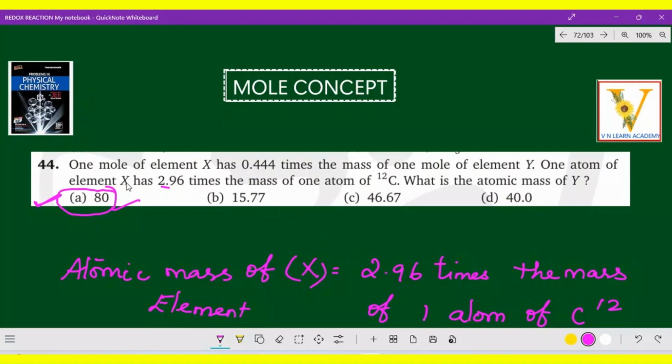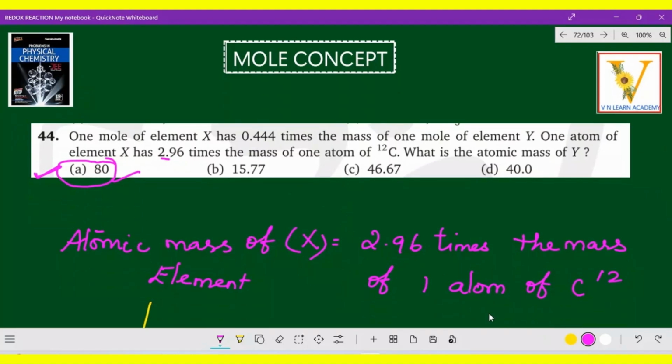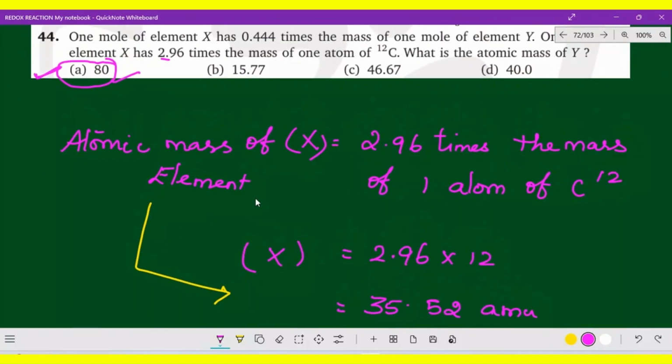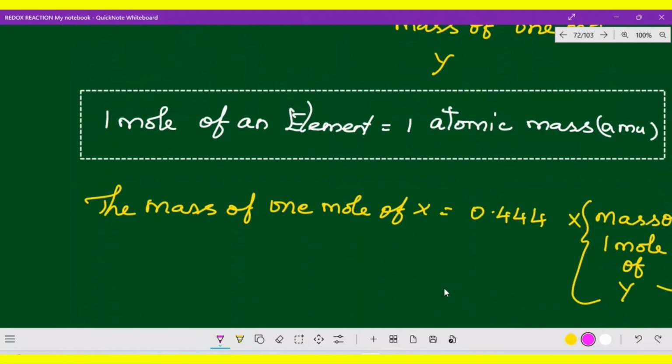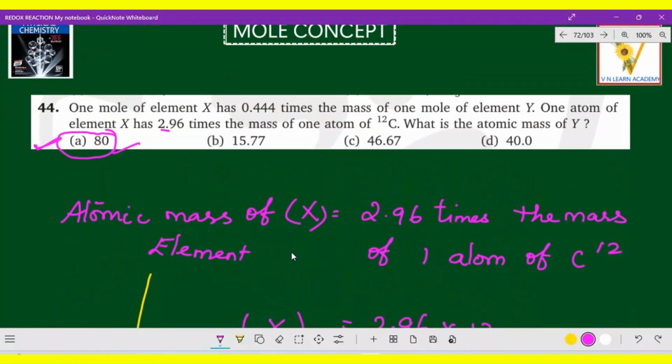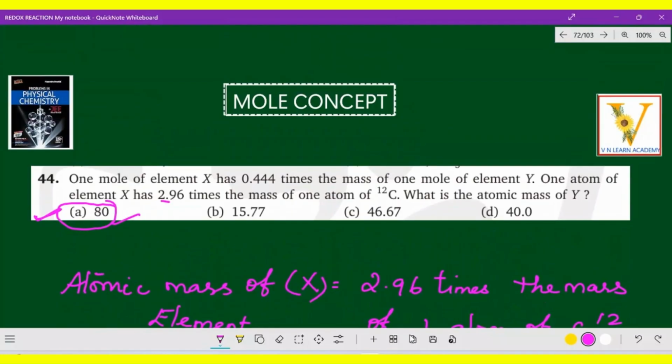Now the atomic mass of X is 2.96 times the mass of one atom. So X is this one, and 35.52 is the mass of the element. One mole of an element equals one atomic mass. Through that we got the mass of Y, right? Yes. Come on, let's go to the next question.